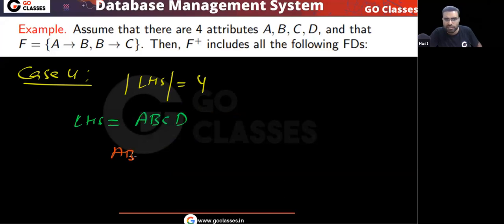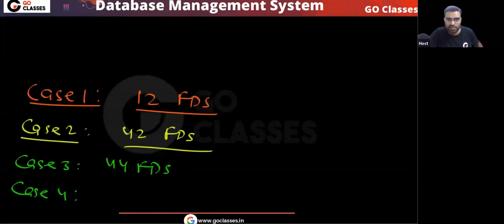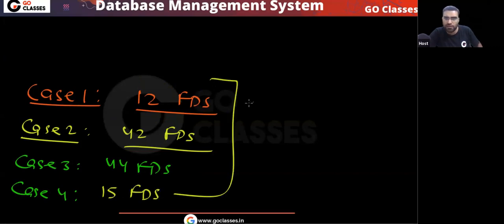What is the closure of ABCD? Just find the closure of ABCD. So that will be ABCD. How many FDs did I get here? 15 FDs I got here, right? Yes or no? So that's it. In this case 4, I got 15 FDs.